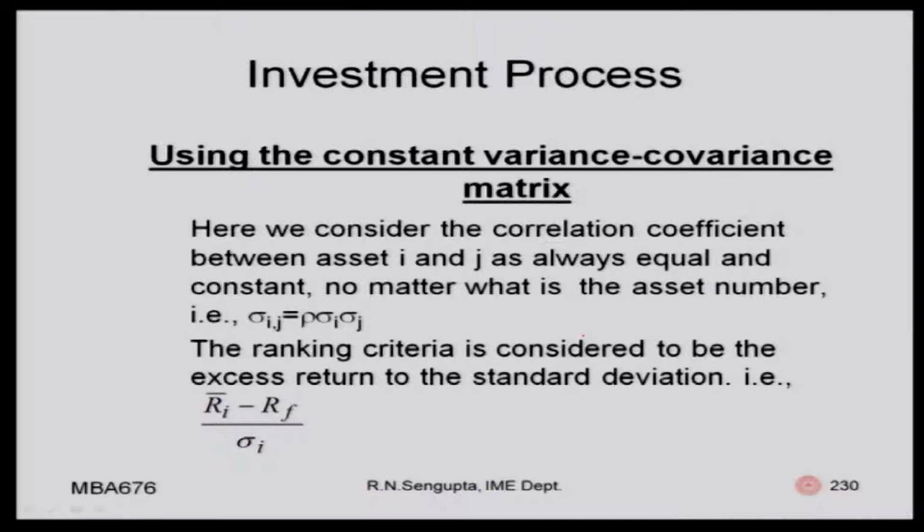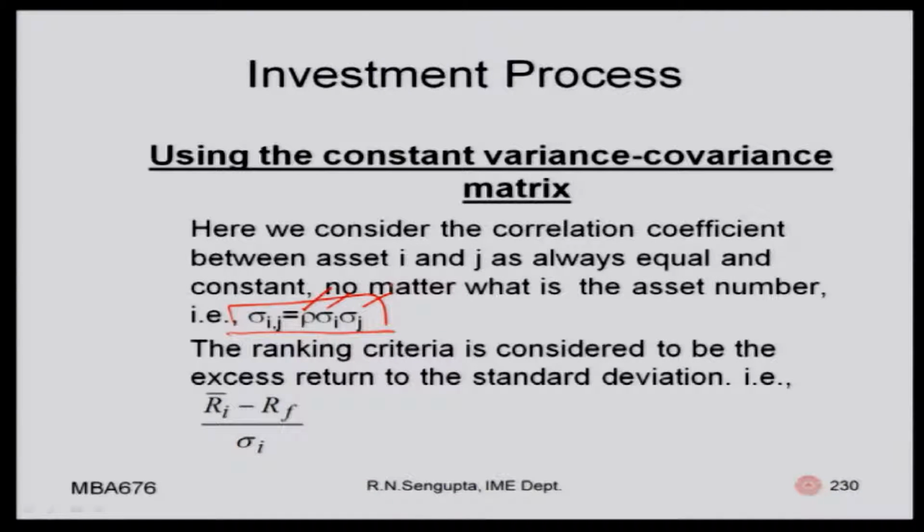Now, here we consider the correlation coefficient for the next type of problems we are going to solve. We consider the correlation coefficient between asset i and j as always equal. That means rho ij, the correlation coefficient, is always fixed. If we expand the covariances, they are basically three terms: the correlation coefficient, the standard deviation of i, and the standard deviation of j. When you are considering these three terms, you will consider one as fixed.